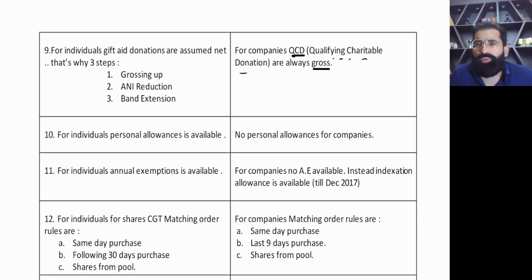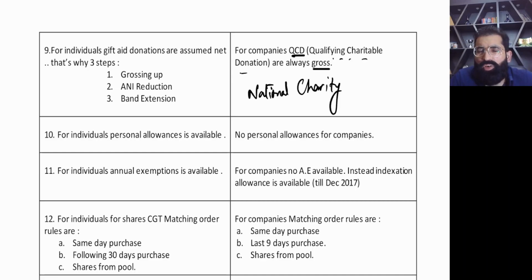And one more thing I would like to say, in many questions you have also seen in the kit as well, one is a local charity and the other one is a national charity. Yes, national charity donations are normally QCDs.